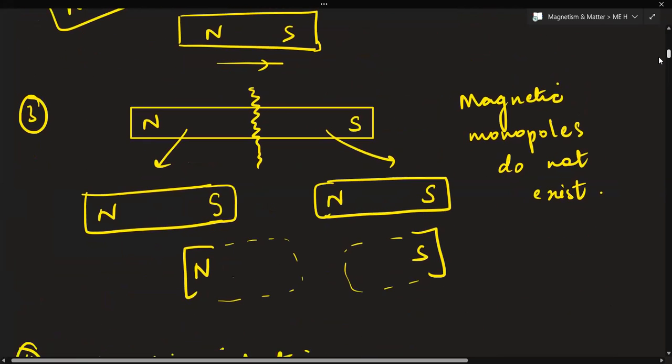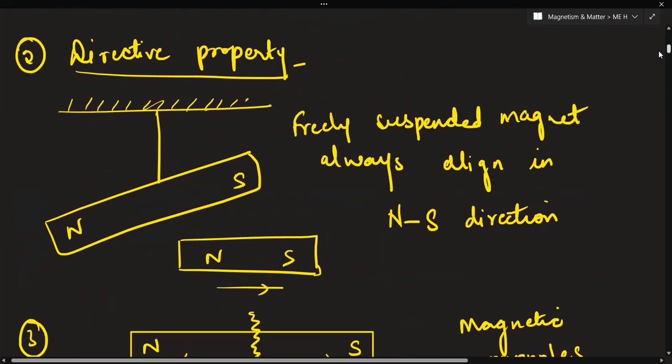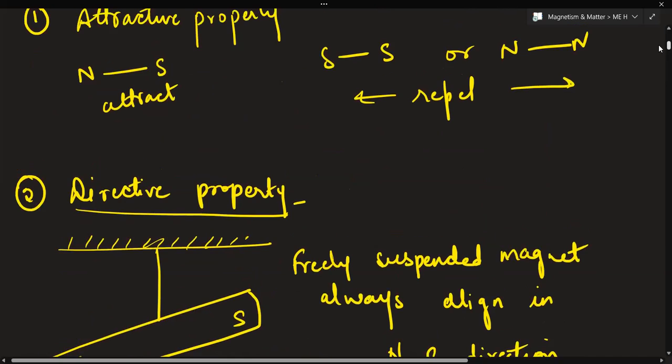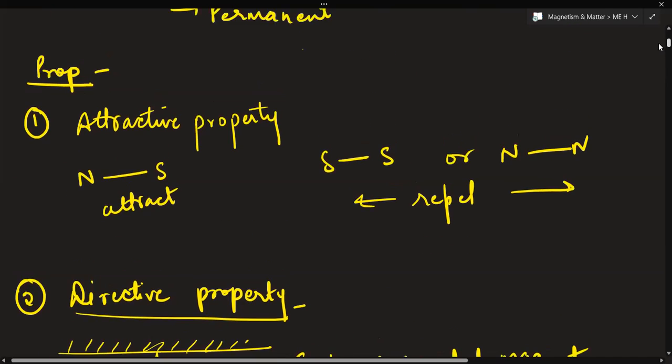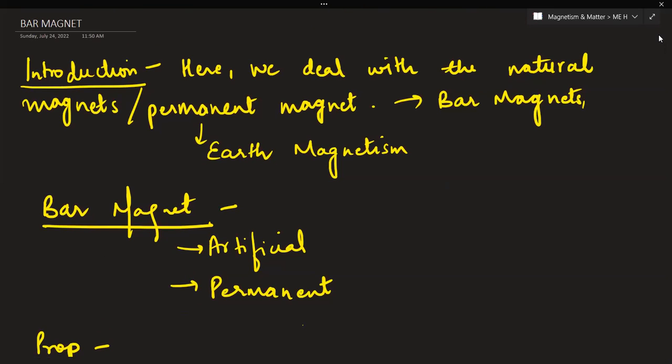Magnetic induction, it will induce magnetism. Magnetic monopoles will never exist. Even if you take a freely suspended magnet, it will align itself in the north-south direction. And then the attractive property, definitely magnets attract, that we all know. Just write these introductory terms, and we'll go on to the terminologies that are used in magnetics.